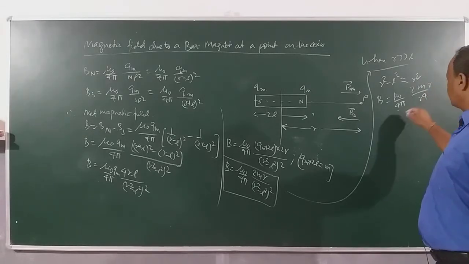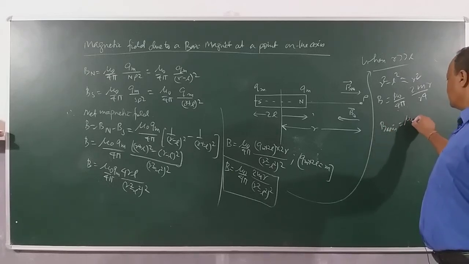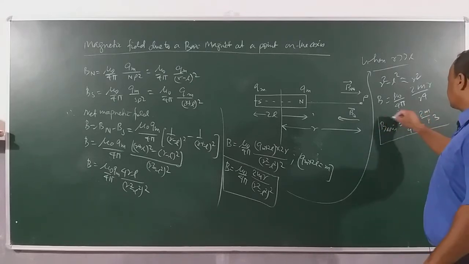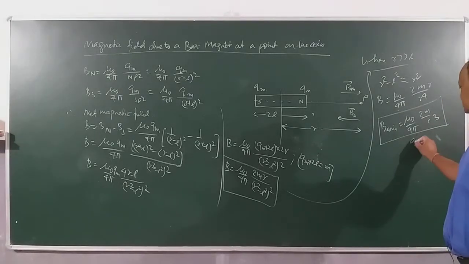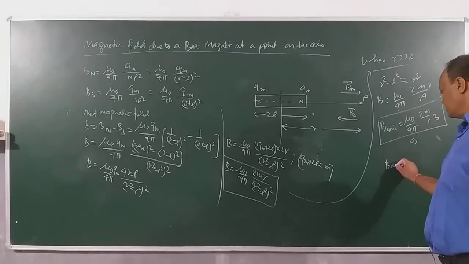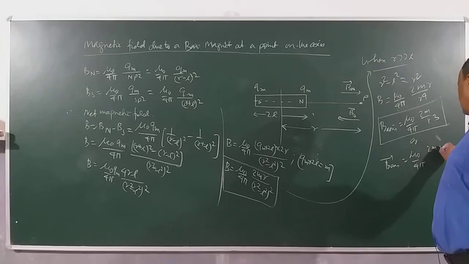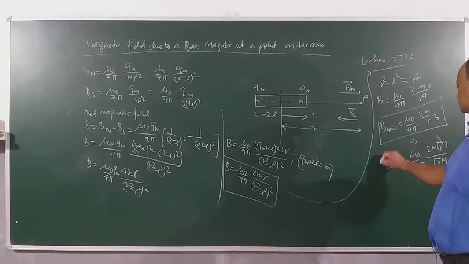If you cancel out one r from here, then B at a point on the axis will be mu naught by 4 pi, 2M by r cube. So children, this is the expression we got. In vector form we can write B at a point on the axis as mu naught by 4 pi, 2M vector divided by r vector to the power 4, right.